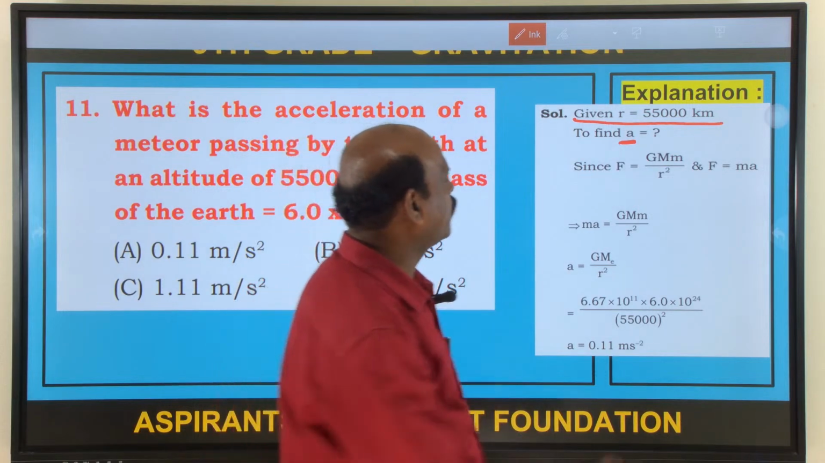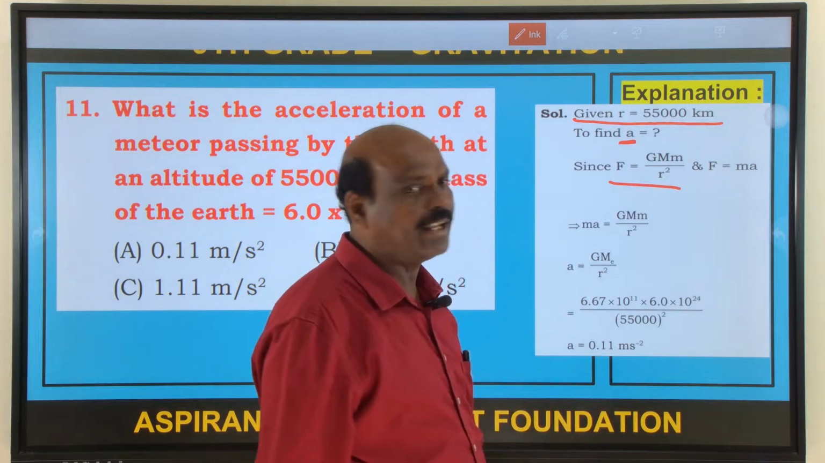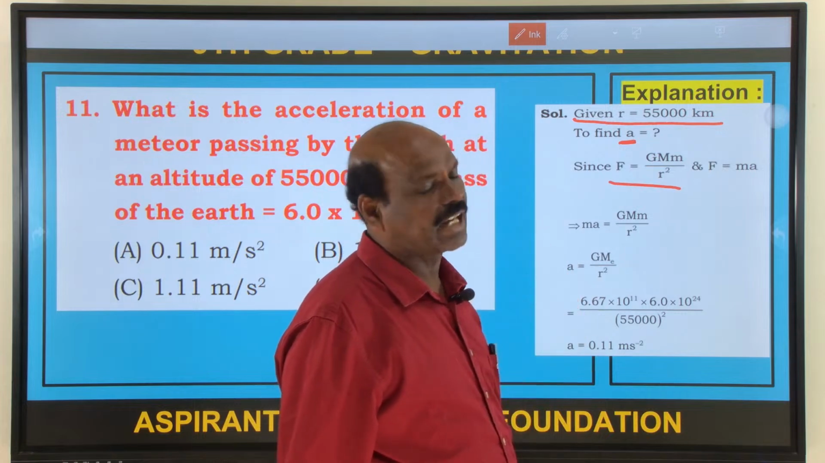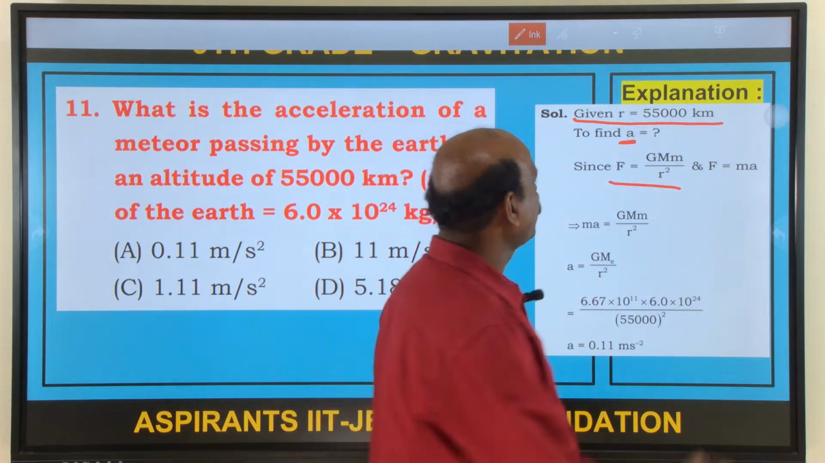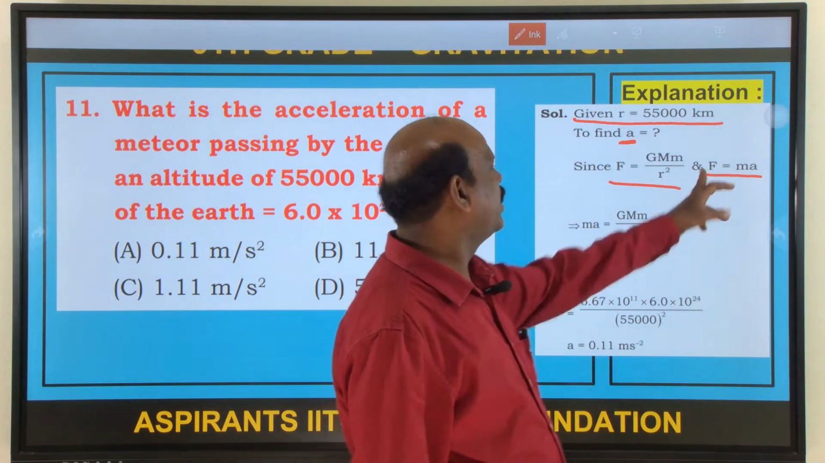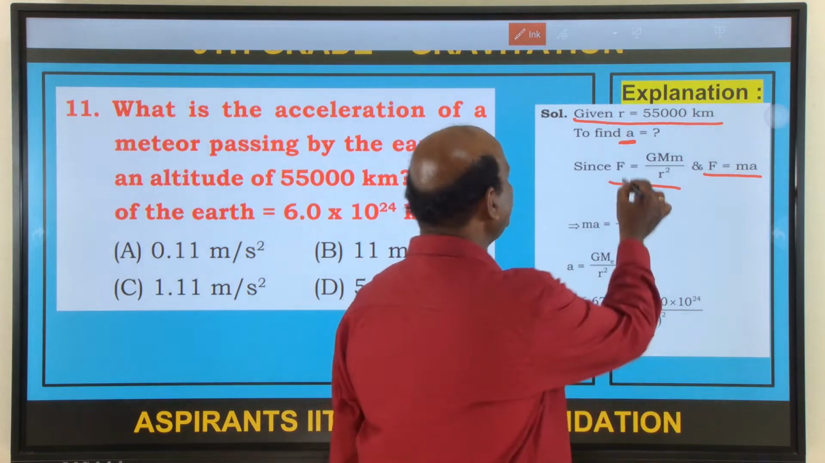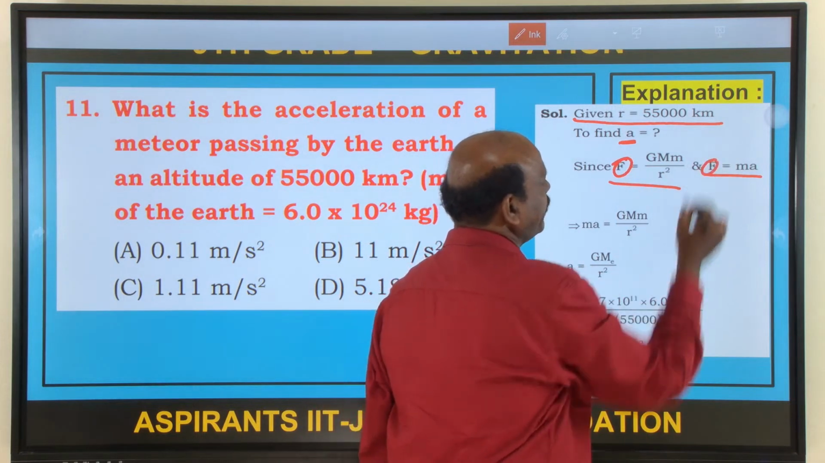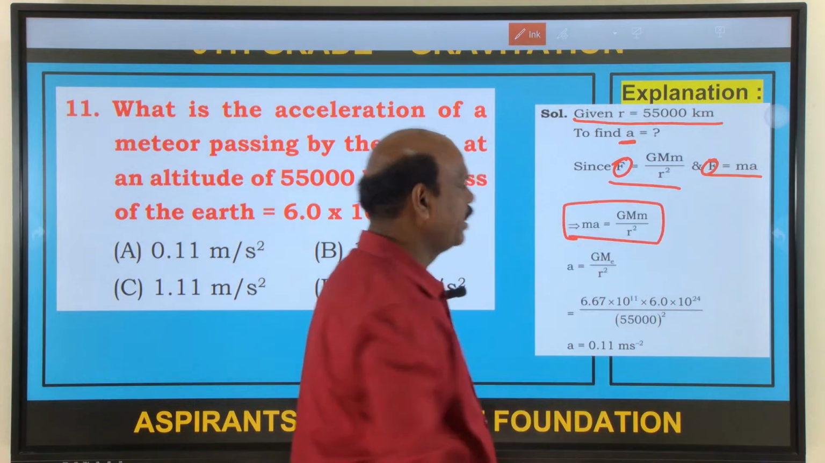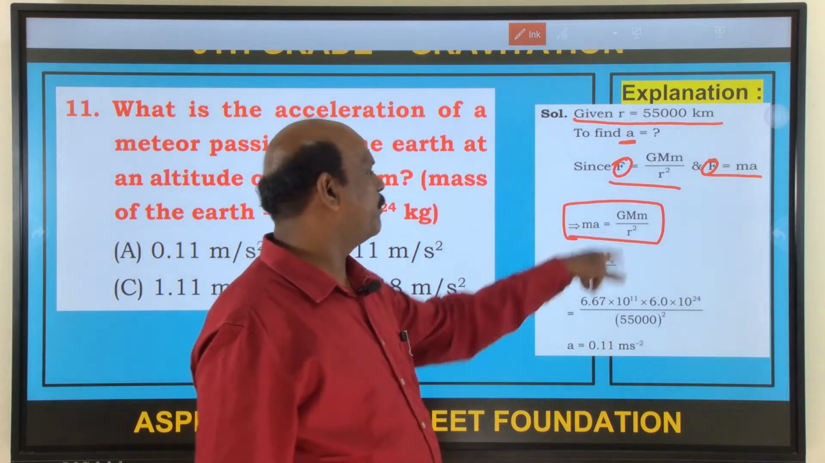As we know, according to Newton's universal law of gravitation, F is equal to G into capital M small m by r square, and according to Newton's second law of motion, F is equal to mass into acceleration. Both give the same force, so equating both, we get ma is equal to G into capital M small m by r square.